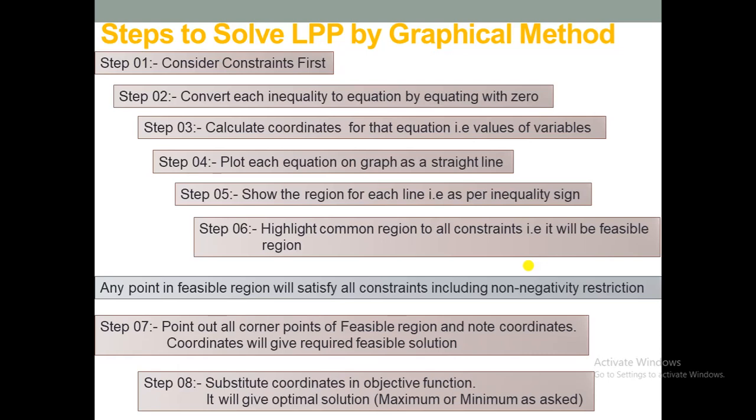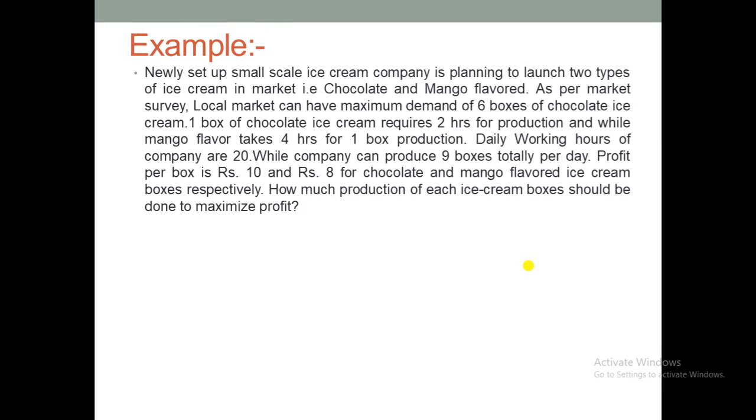Now we'll solve problems by using these particular steps. Let's take the first problem. Now the first problem is like this. A newly set up small scale ice cream company is planning to launch two types of ice creams in the market, that is chocolate and mango flavored.